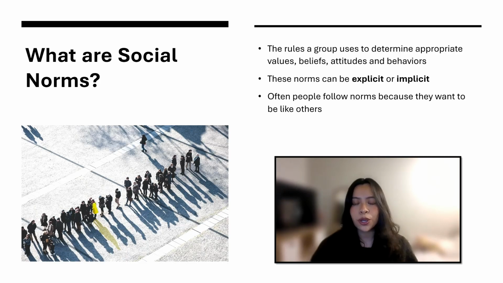So, social norms are the rules a group uses to determine appropriate values, beliefs, attitudes, and behaviors. Some norms are explicit, meaning we talk about them openly and are aware of how others influence our behavior, while others might be implicit, meaning we don't consciously notice them, but they still influence how we behave and what we choose to do. So, at the core, social norms work because people often want to fit in or behave in ways they believe are normal for their group.